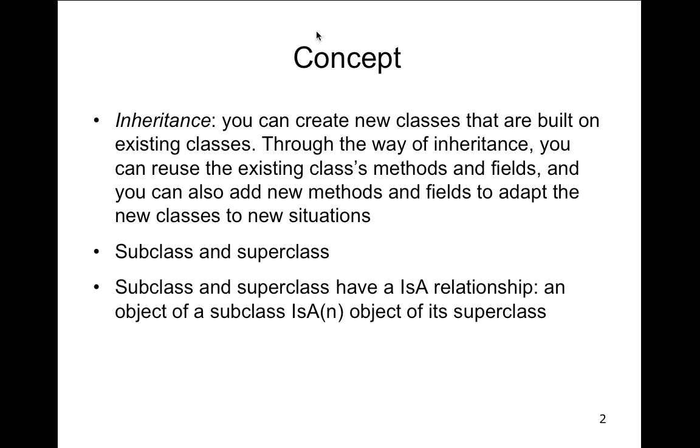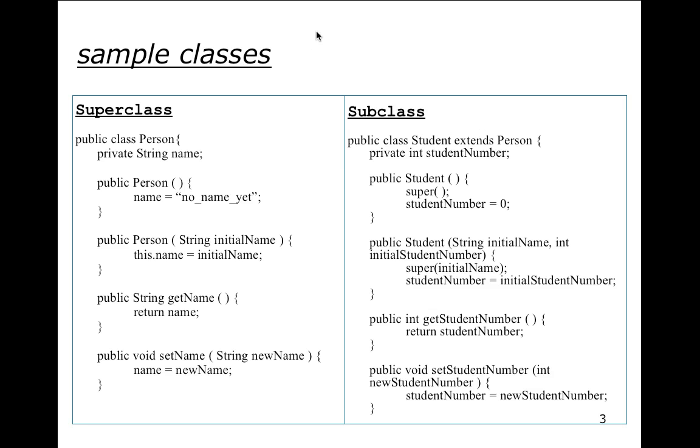Subclass and superclass have an is-a relationship. So an object of a subclass is an object of the superclass, as we've seen before. Then we have that purple and violet going on. They're one and the same, essentially. And here's one with person and student. This example is what's being used and extended. This is why I wanted to show you those other examples.